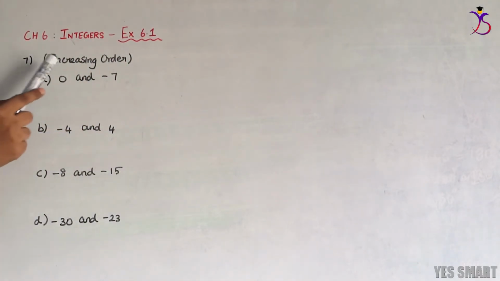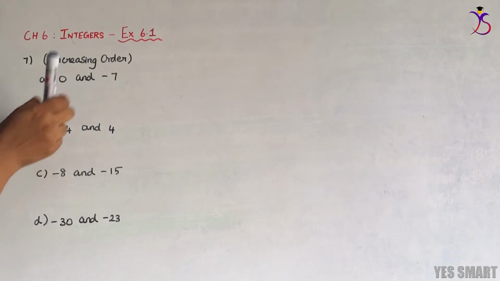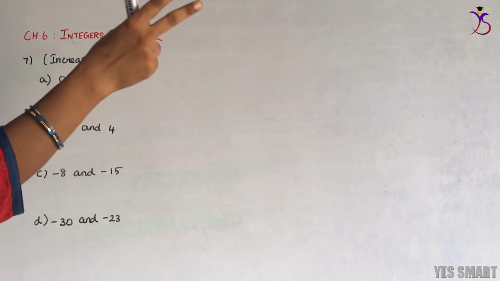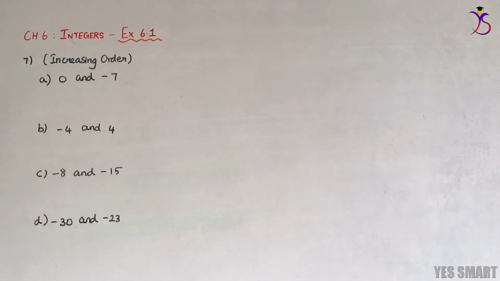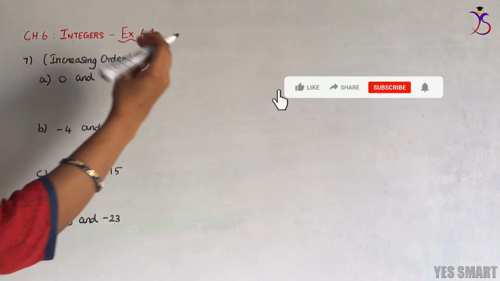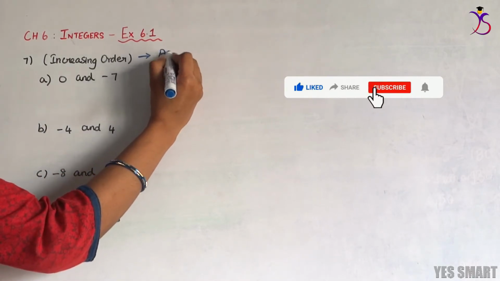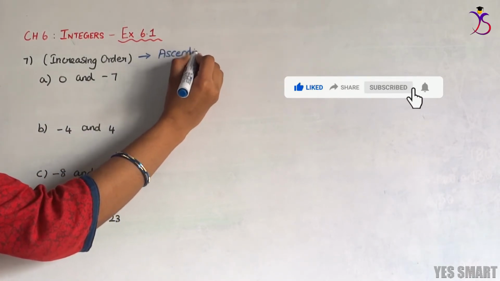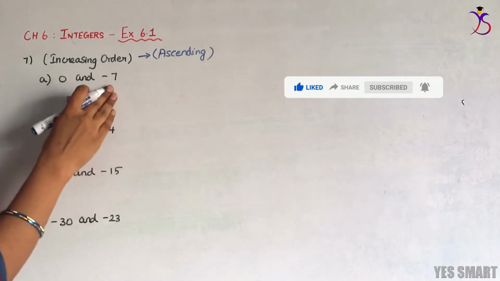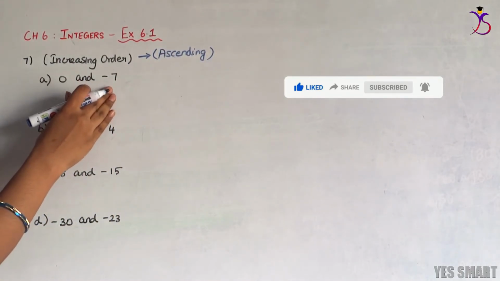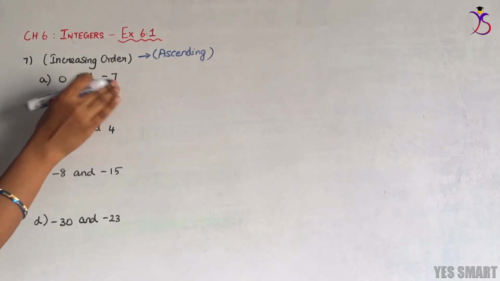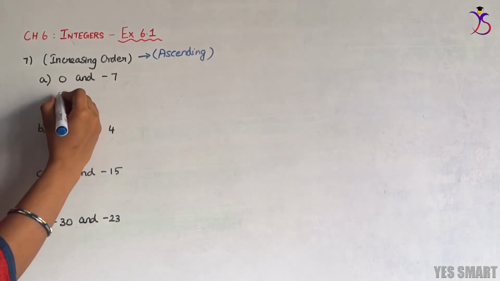Next, seventh sum. In the seventh sum, they have given two integers and they are asking us to write the numbers between these two integers in the increasing order. Increasing order meaning they are asking us to write it in an ascending order from the smallest value to the largest value. So for this, we are supposed to write the numbers on the number line traveling towards the right hand side, because as we travel towards the right hand direction in the number line, the value increases.